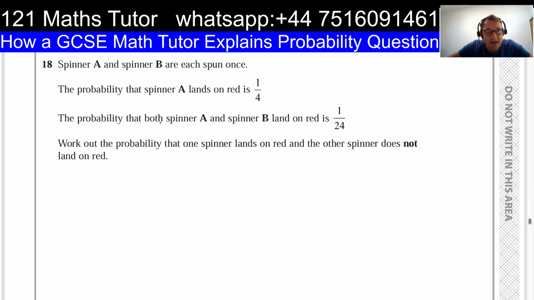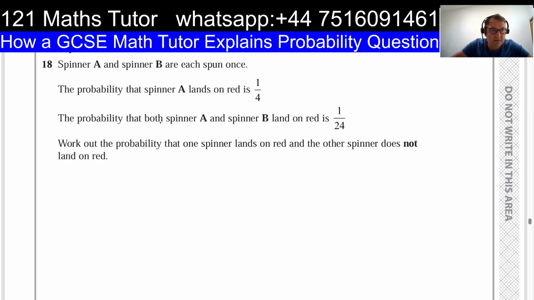Spinner A and spinner B are each spun once. The probability that spinner A lands on red is a quarter. The probability that both spinner A and spinner B land on red is 1 over 24. Work out the probability that one spinner lands on red and the other spinner does not land on red.